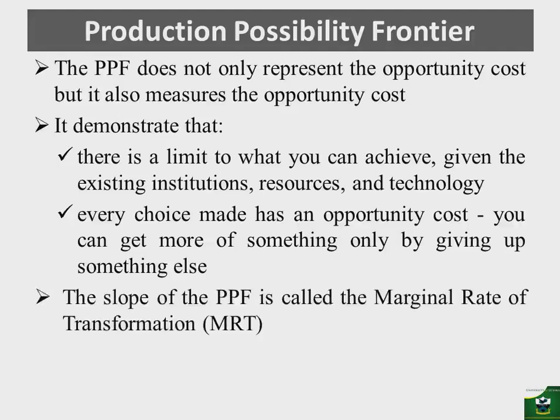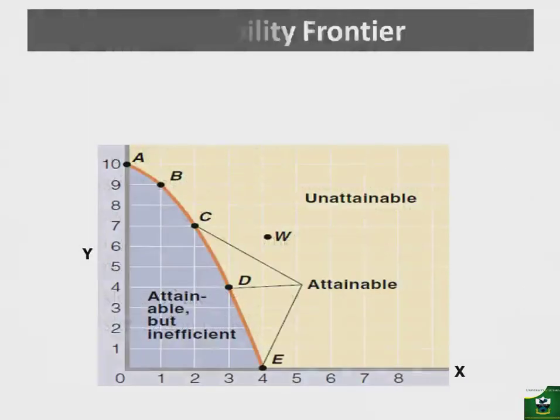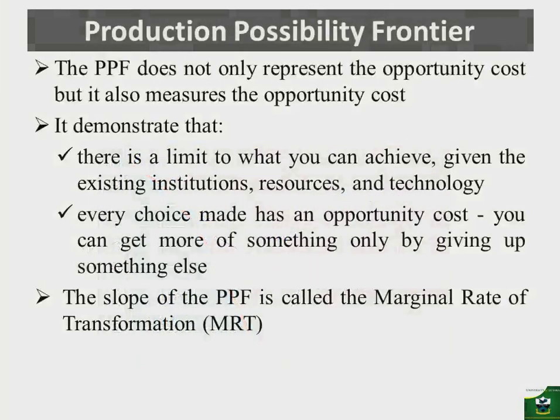Thirdly, the slope of the production possibility frontier is what we call the marginal rate of transformation. So we will be able to see the marginal rate of transformation from the production possibility frontier. And therefore, we should note that we can distinguish between the constant and the increasing costs.